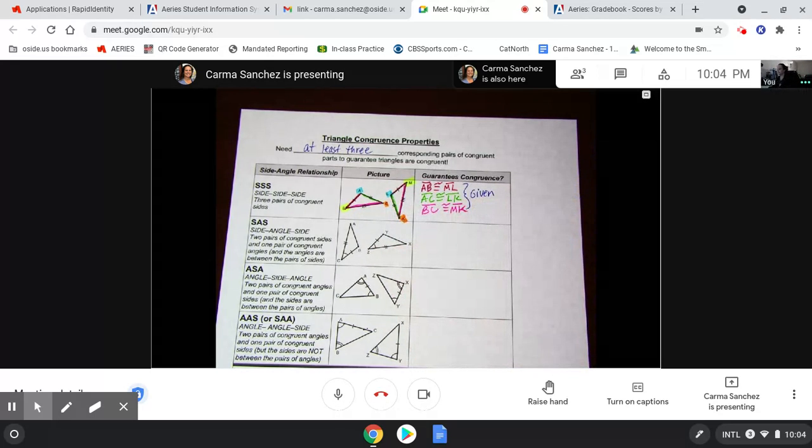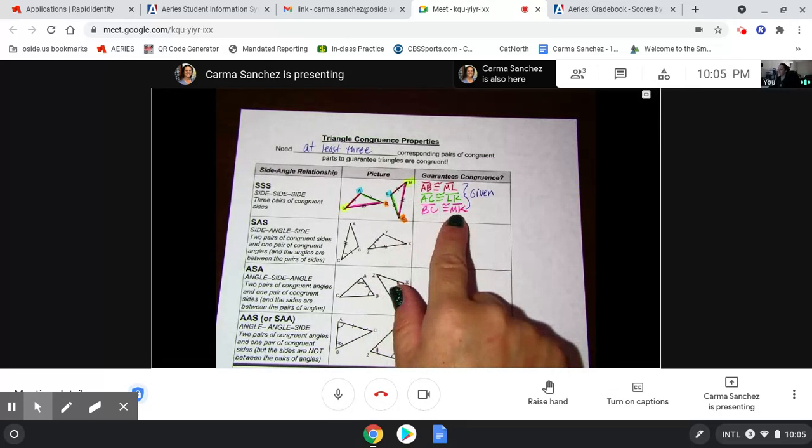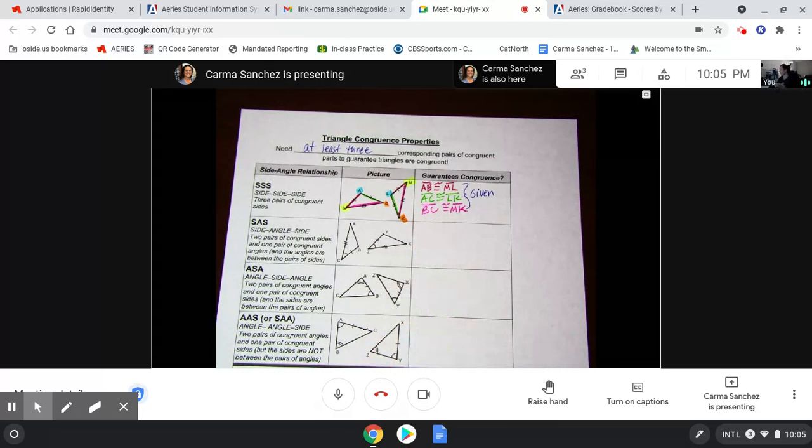Now notice, this is a side, this is a side, this is a side. I have 3 pairs of sides that are congruent. Therefore, I can state that the triangles are congruent.